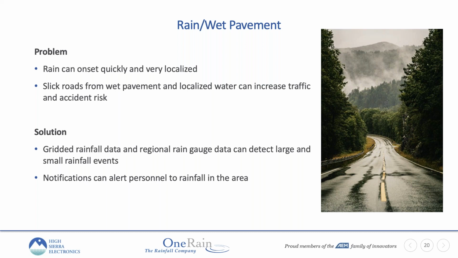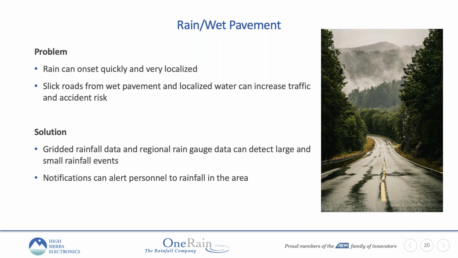Rain and wet pavement is a really big deal, and when we look at the number of accidents that occur annually, wet pavement is the number 1 source of accidents in the United States. And a multiplying problem with this is it can onset very quickly, and it could be very localized, or it could be really regional, and we can have the entire system stressed all at once. And so this can increase traffic and accident risks throughout the system.